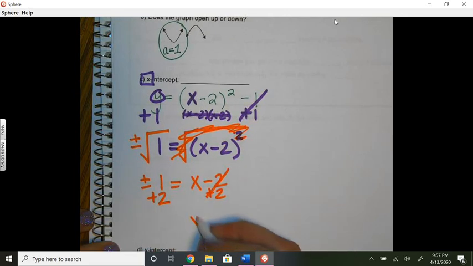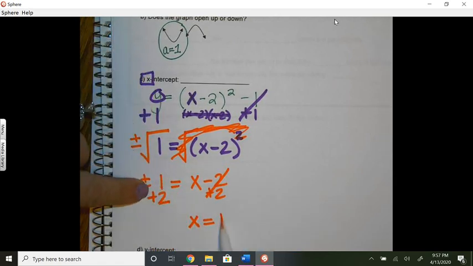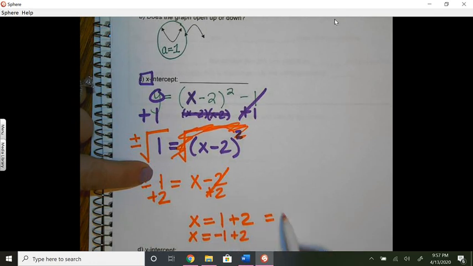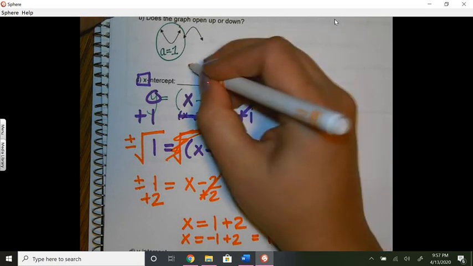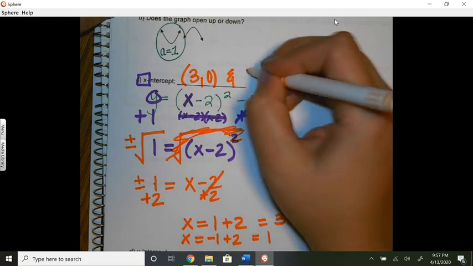And now we have x equals positive 1 plus 2, and we have negative 1 plus 2. So that would make 3, and that would make 1. So that means our x-intercepts are (3, 0) and (1, 0).